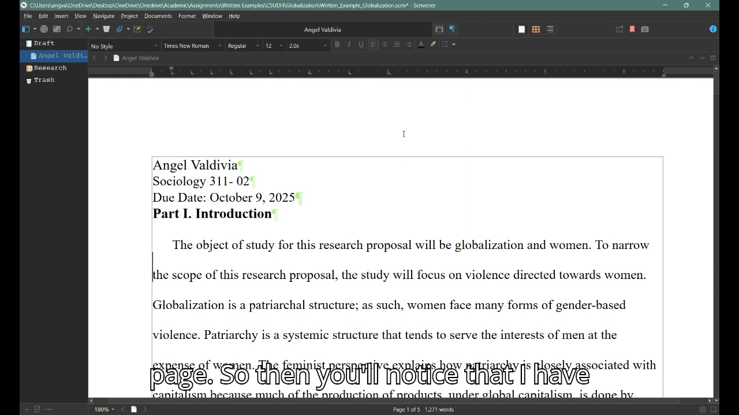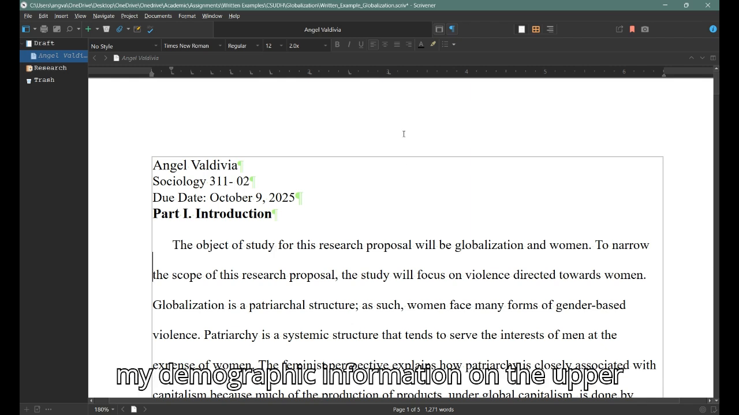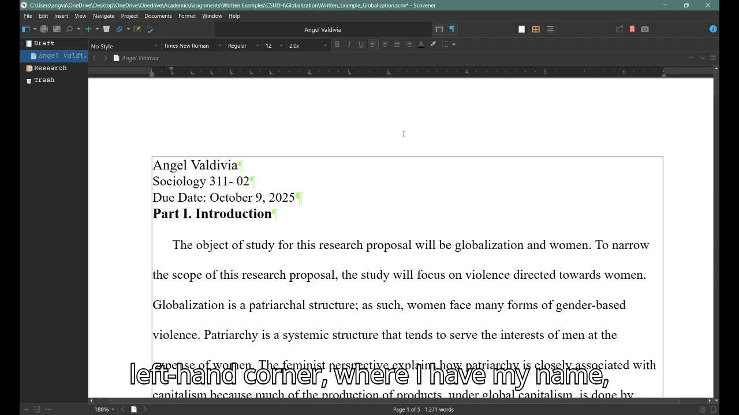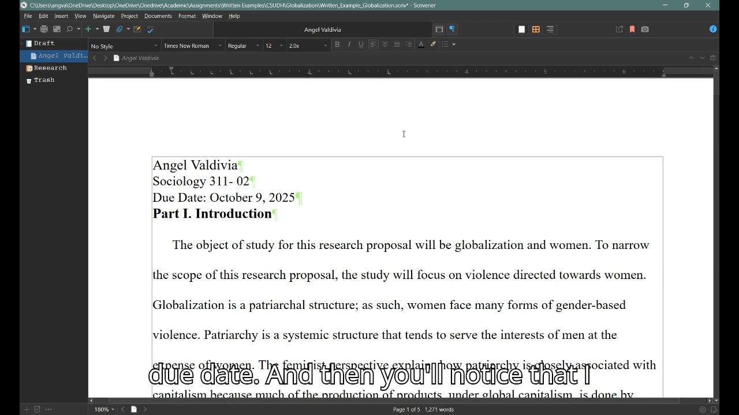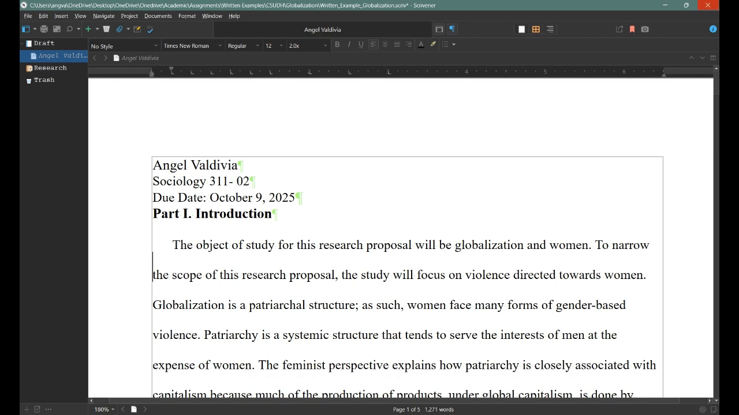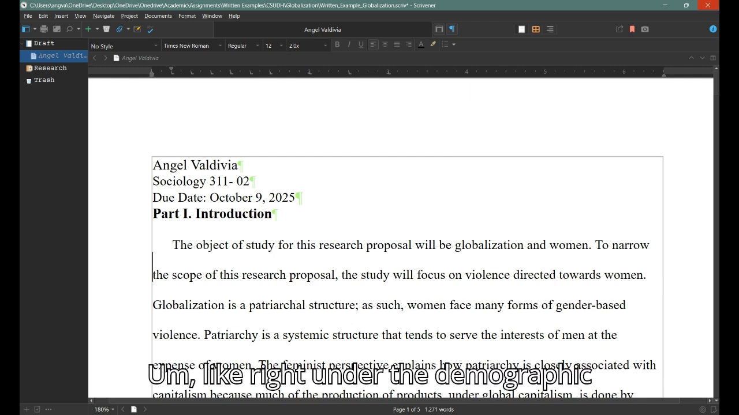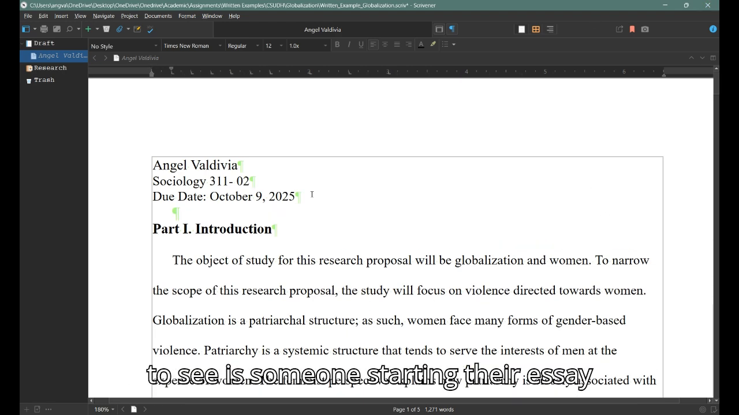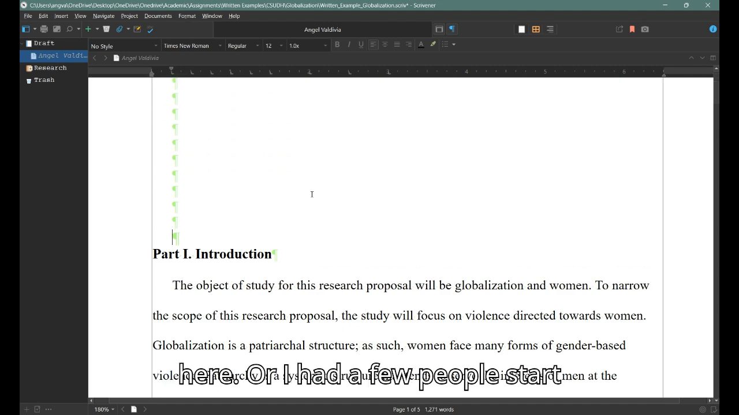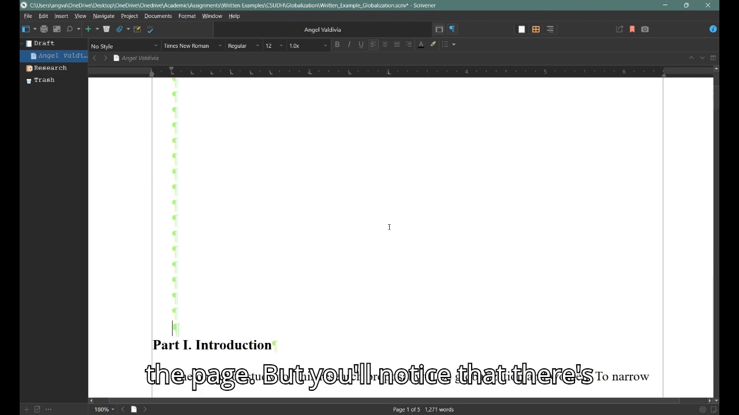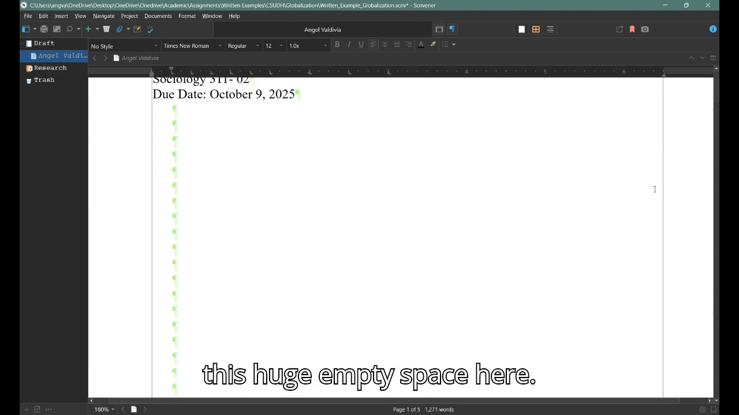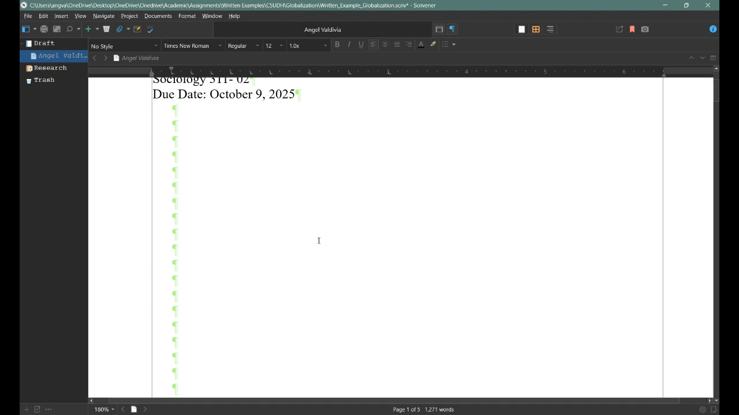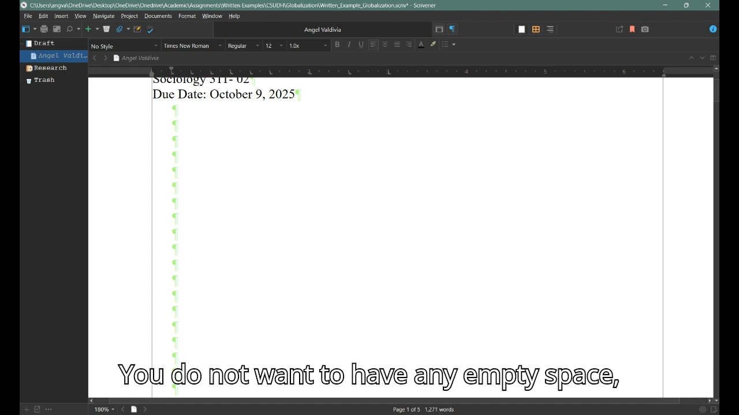So then you'll notice that I have my demographic information on the upper left-hand corner, where I have my name, the course that I'm taking, and then the due date. And then you'll notice that I have part one right under the demographic information, because what I do not want to see is someone starting their essay here, or I've had a few people start their essay almost towards the bottom of the page. But you'll notice that there's this huge empty space here. You do not want to have any empty space.